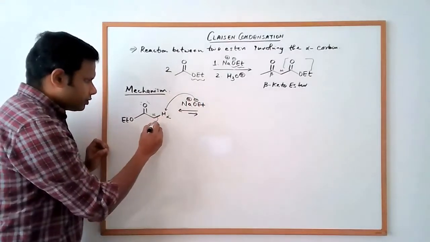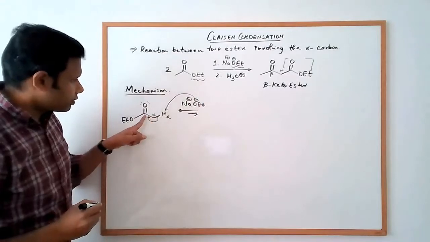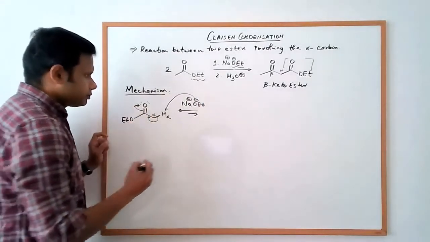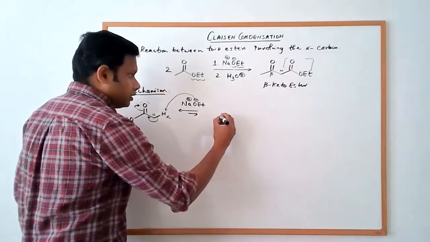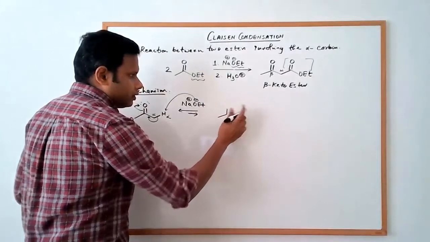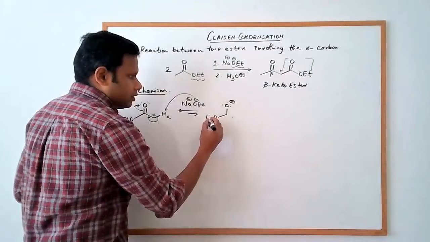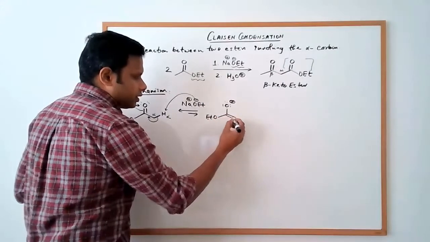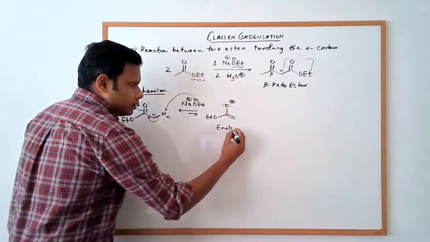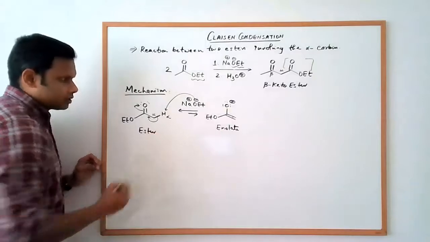Simultaneously, the electrons from this bond come to the space between the alpha carbon and the acyl carbon, and the double bond here gets pushed up, such that we will get the enolate now, where the oxygen has a negative charge. We have OEt here and a double bond here. So that's our enolate. This is our ester.